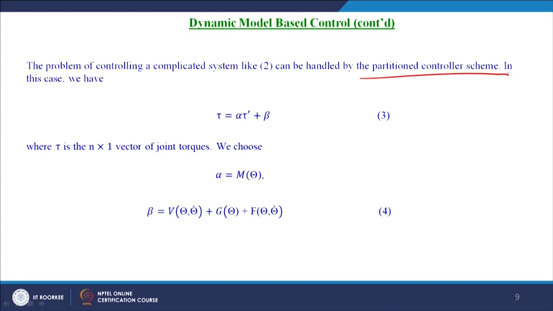The partition control scheme can be modeled in such a way that tau equal to alpha tau dash plus beta, where tau is the n cross 1 vector of joint torques, and here from this model we choose alpha equal to the inertia matrix M of theta, and beta is the rest of that dynamic equation, which is V of theta comma theta dot into theta dot plus G of theta plus F of theta comma theta dot.